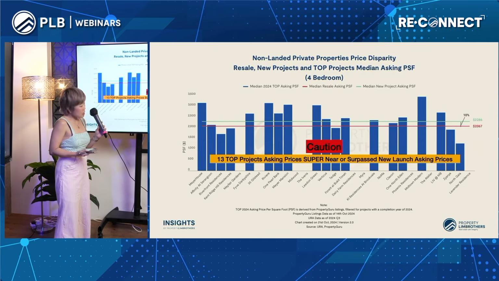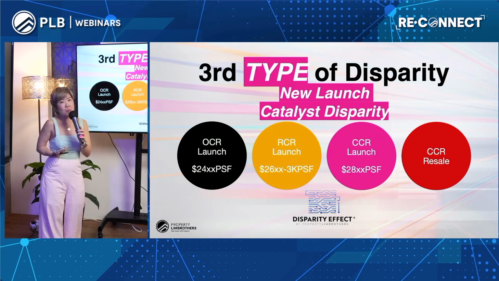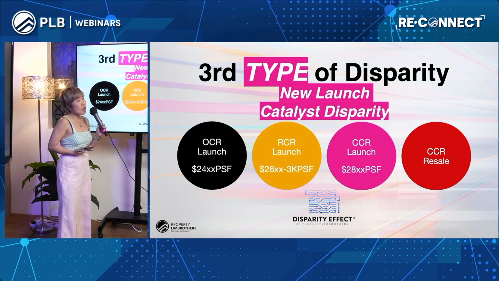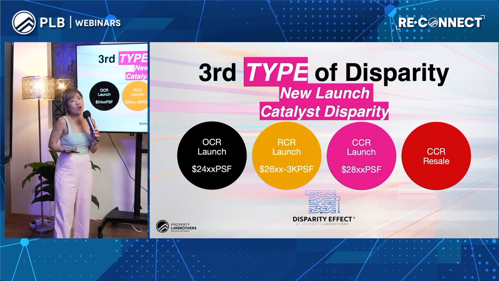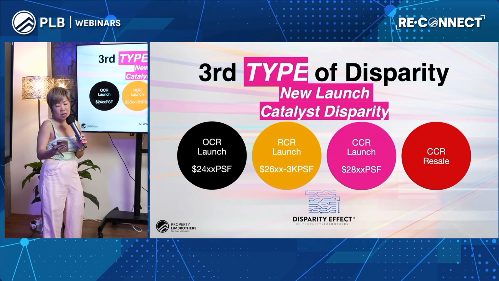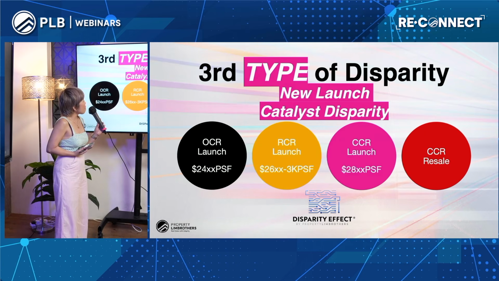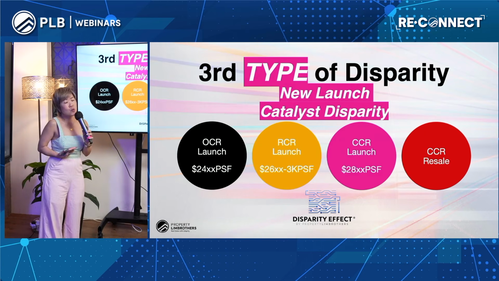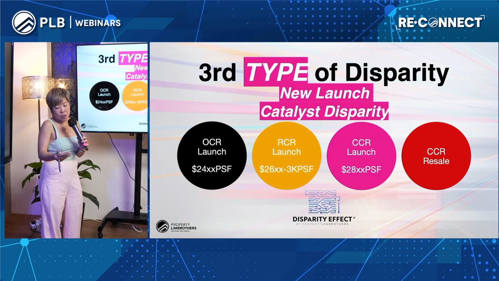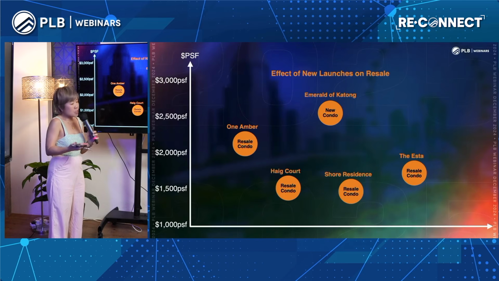Yeah, okay, so let's come to the third type of disparity, which is the new launch catalyst disparity. Okay, so in OCR, launches have been hitting 2,000 PSF, like your Parktown, like also Alta, they are selling at that PSF. And in RCR it is going at 3,000 PSF, and then for CCR, they are actually reaching 2,008 to 2,009 PSF.